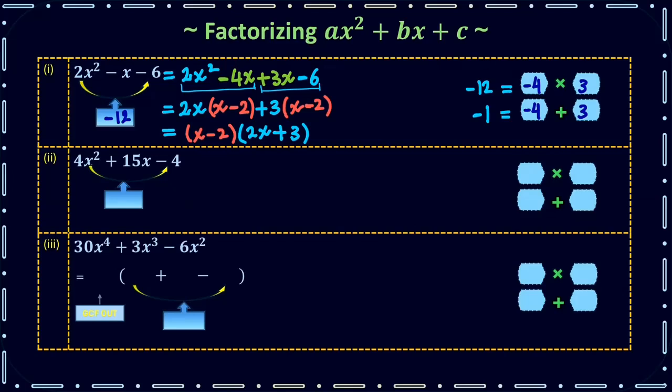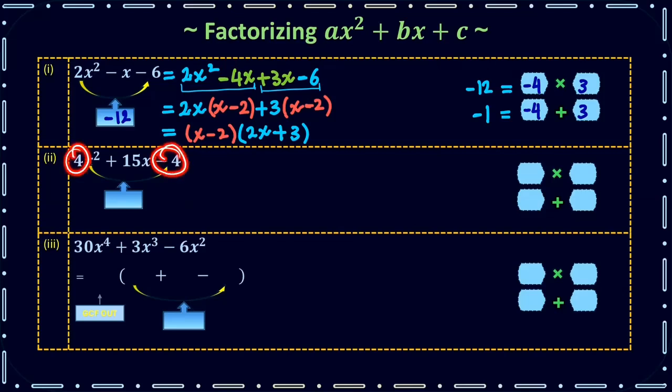Let's look at the next quadratic expression. By the way, I should mention that if your expression has a GCF right from the beginning, you take it out. We have 4, 15, negative 4. They have no common factor. We're going to factor this out using our method.